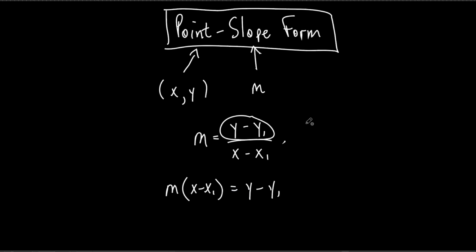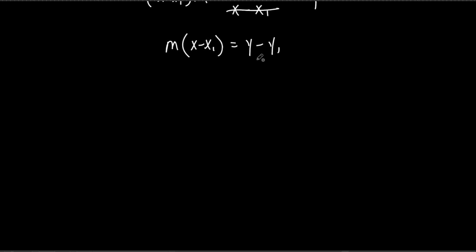Basically, I did this. I multiplied by x minus x1 over here, and over here, I multiplied by an x minus x1. Do you see what happens? That cancels right there. I got this. I just moved it around. This isn't very pretty. They don't usually write it like this. They usually put the y's first. Okay, so if we put the y's first, here we go.